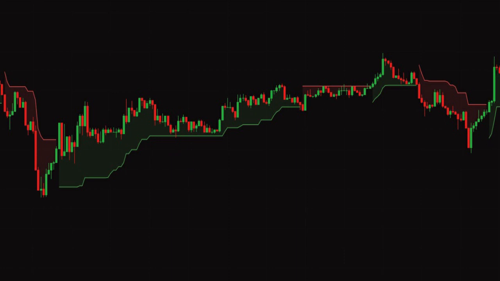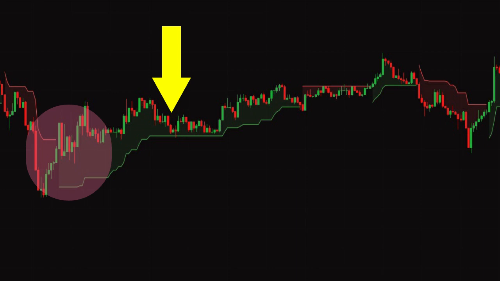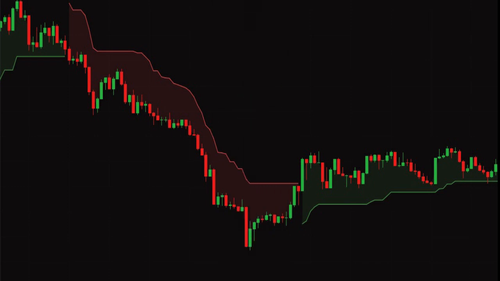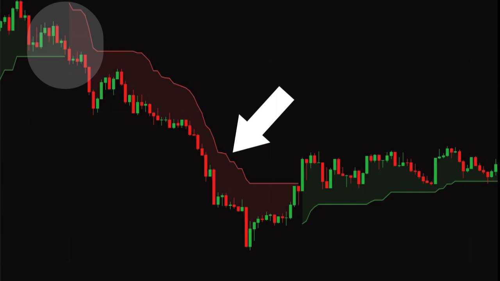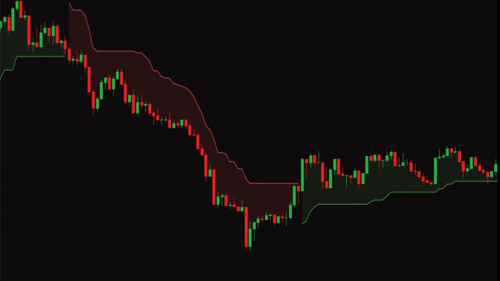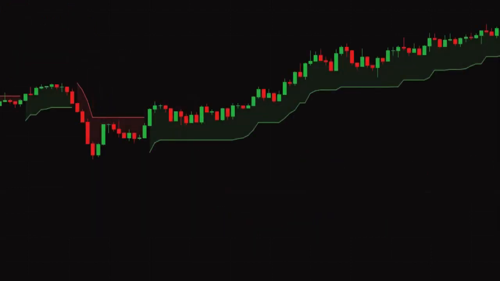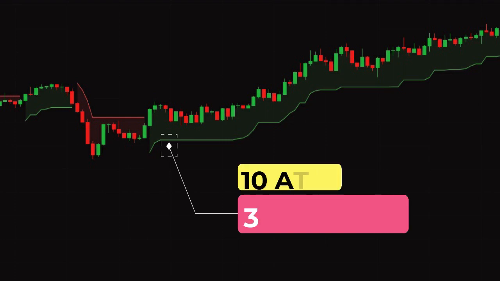A buy signal is generated when the Supertrend is plotted below the closing price and the color switches from red to green. Conversely, a sell signal is generated when the Supertrend is plotted above the closing price and the color switches from green to red. This indicator works on only two parameters, period and multiplier. Most traders usually use 10 periods for the average true range, and 3 as the multiplier.